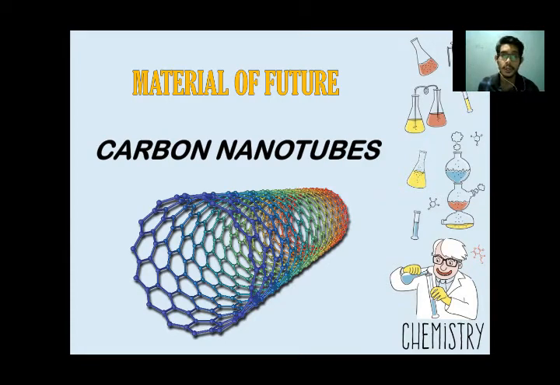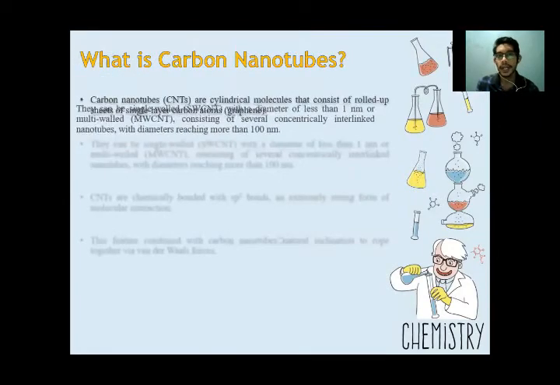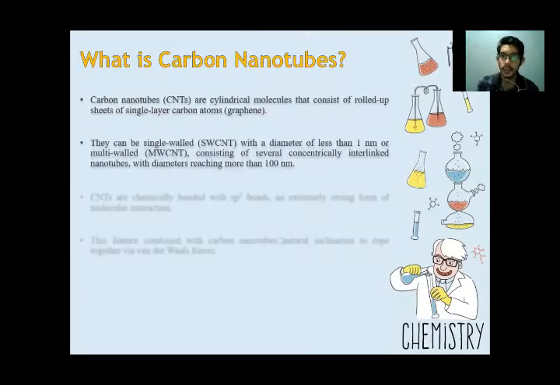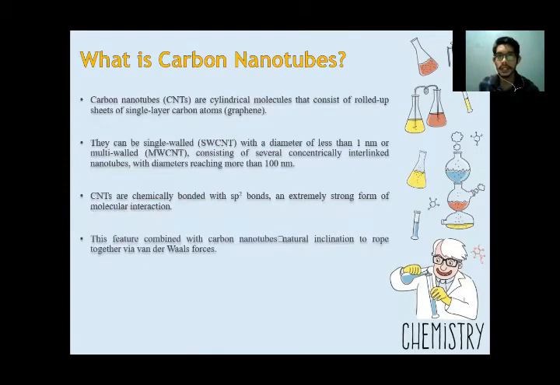And the material we choose is carbon nanotubes. So let's proceed. What are carbon nanotubes? Carbon nanotubes are cylindrical molecules that consist of rolled-up sheets of single-layer carbon atoms, or graphene. They can be single wall or multi-wall.